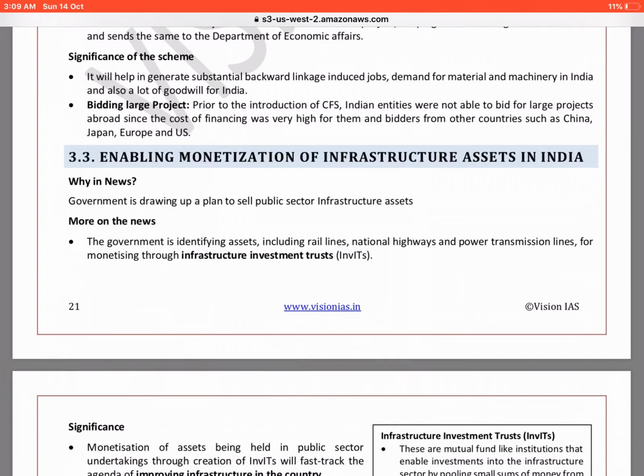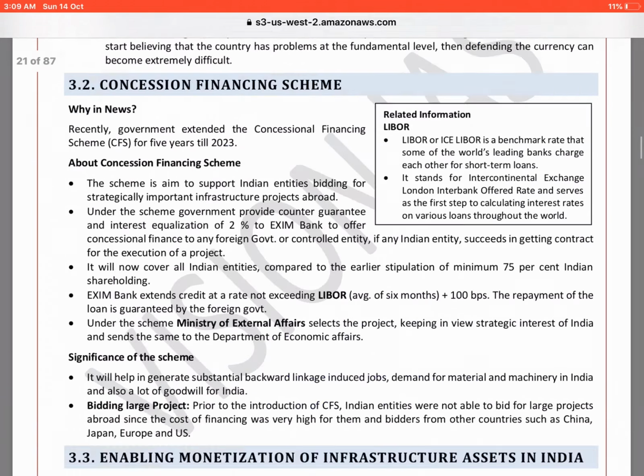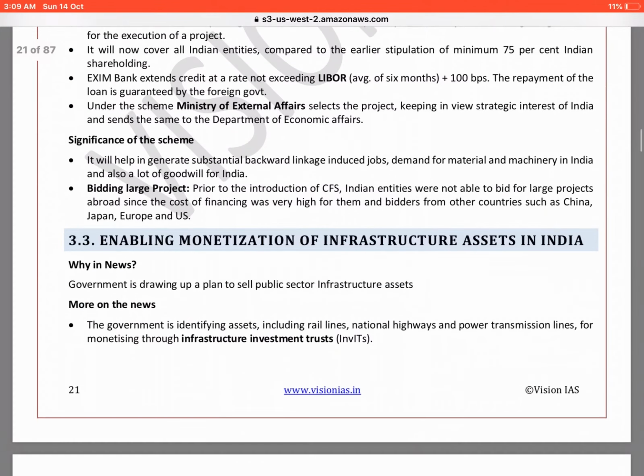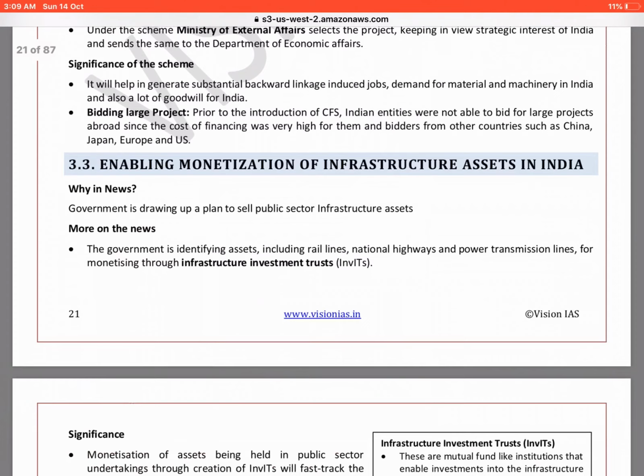And bidding large projects prior to the introduction of a concession finance scheme, Indian entities were not able to bid for large projects abroad since the cost of financing was high. Now, since government is giving 2% exemption or concession on the interest rate which is charged by Exim Bank, Indian entities can bid for strategic projects abroad.